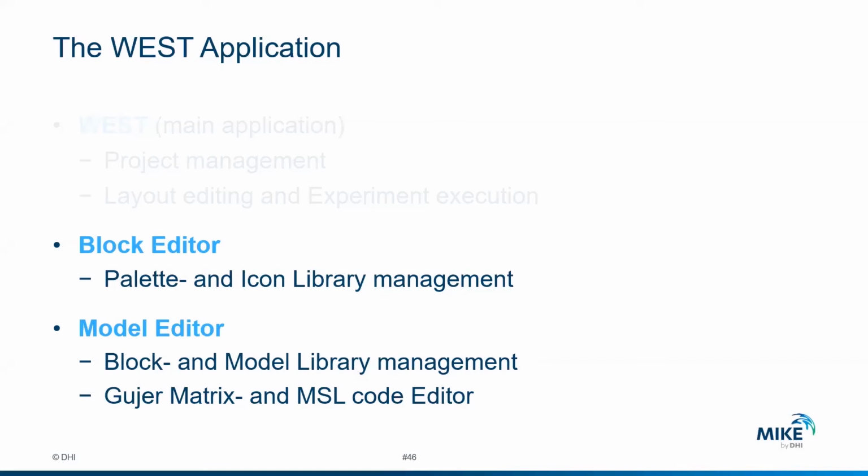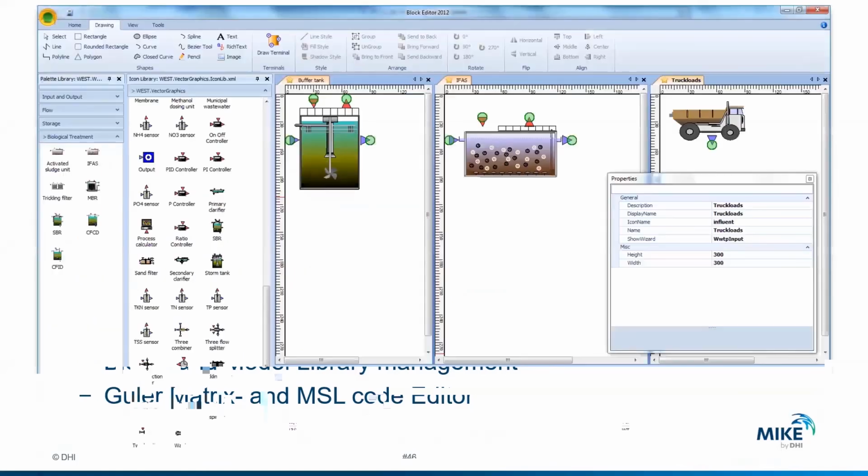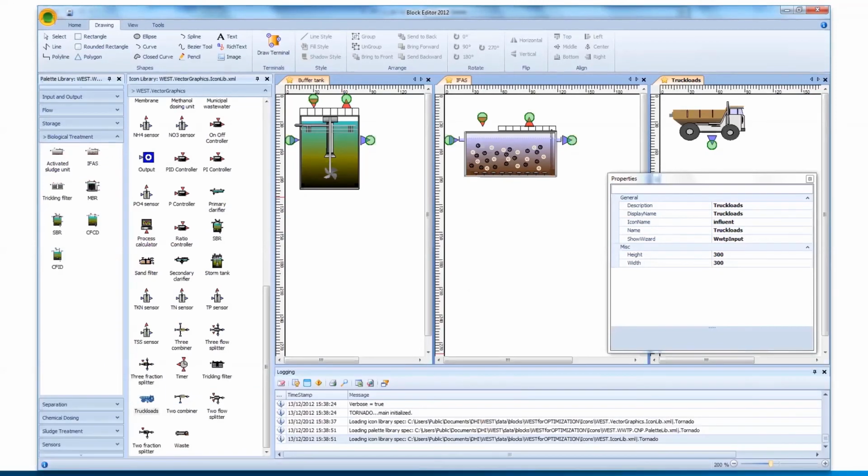The block editor gives access to the icon library, so you can very freely, again, everything is very open in WEST, define new icons or import new images that you might have, and just associate some pieces of information like the terminal type, data type, and then WEST will automatically incorporate the new icons into the library, and they will then become available to set up process layouts.